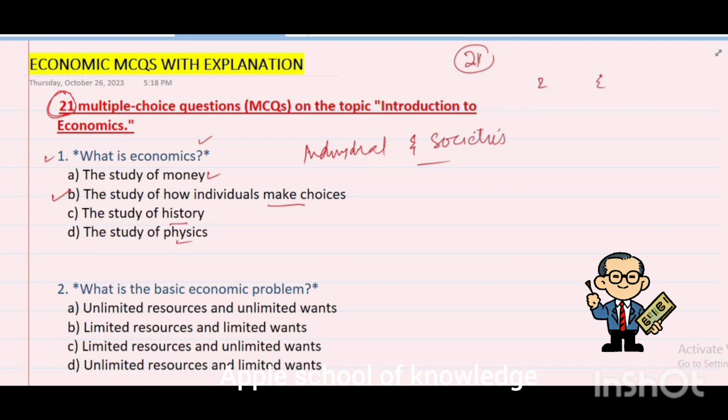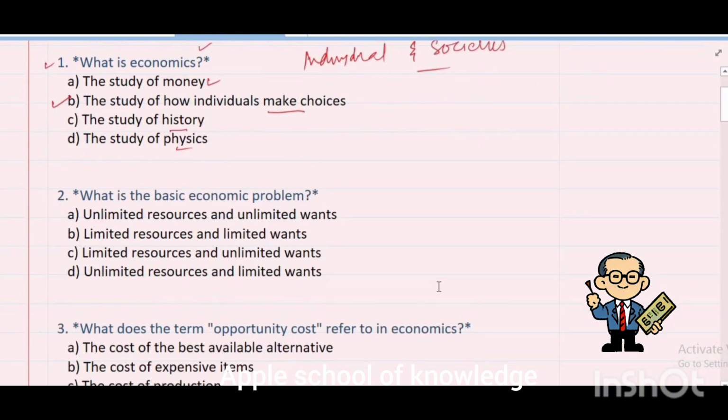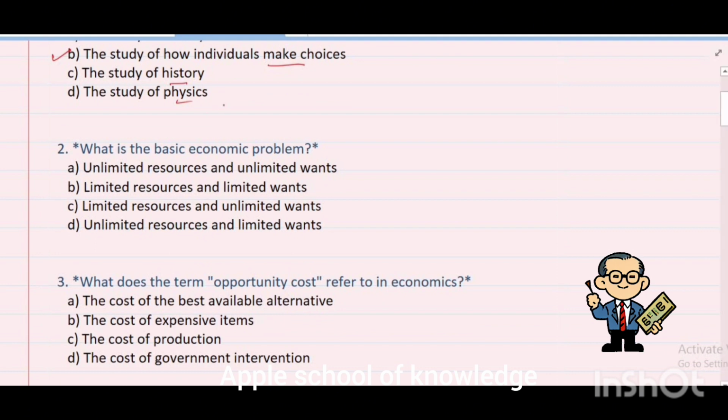Now let's move on. We have another MCQ, and that is, what is the basic problem of economics? So the basic problem of economics, we have here four options again. Let me talk about the problems. So first you have the option A, unlimited resources, which is not possible with unlimited wants. So this one is not correct. Limited resources and limited wants, this is half correct. Limited resources with unlimited wants, I think this is the correct one.